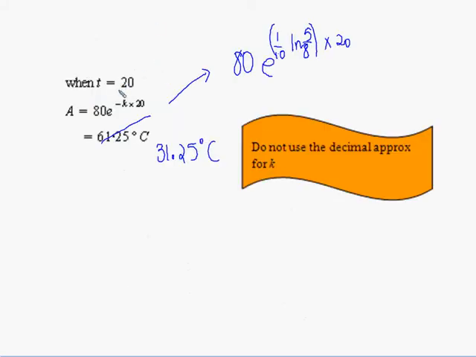So when t is equal to 20, we substitute the minus 1/10 of the natural log of 5/8 in, times the time of 20. It's going to give us 31.25 degrees Celsius. Now, don't use the decimal approximation for k. Use the exact value that we had there for k as well.